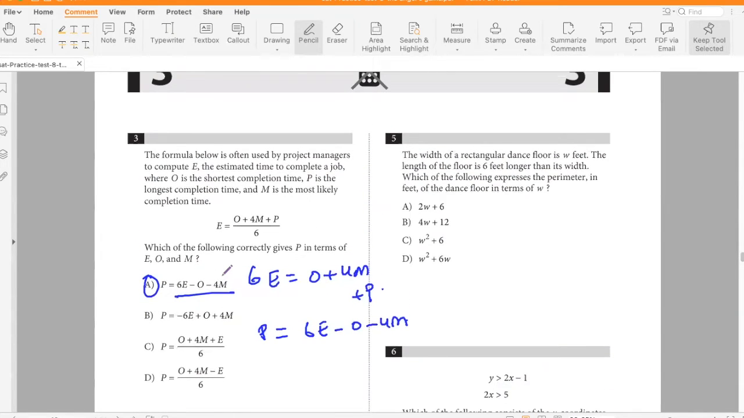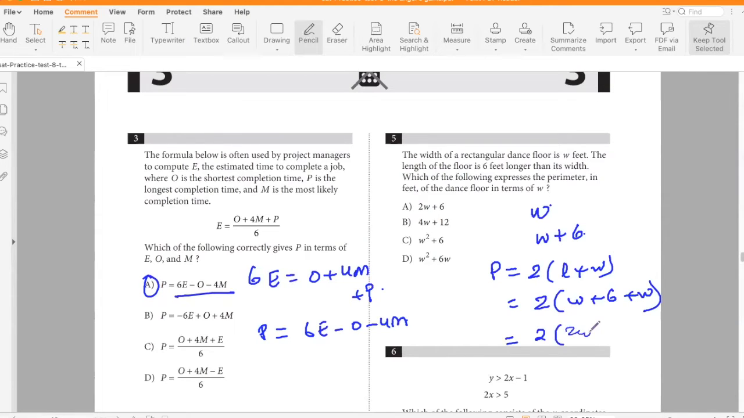The width of a rectangular dance floor is W feet. The length of the floor is 6 feet longer than its width. Which of the following expresses the perimeter? So width is W and length is W plus 6, right? So the perimeter is 2 times length plus width. So 2 times W plus 6 plus W. So that's 2 times 2W plus 6. So that's 4W plus 12. Option B.